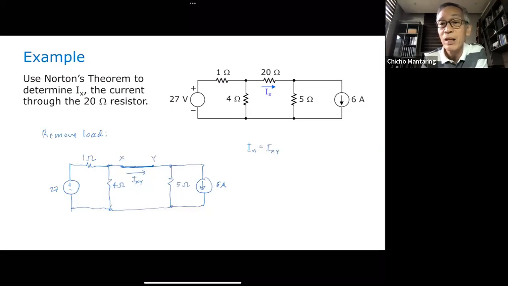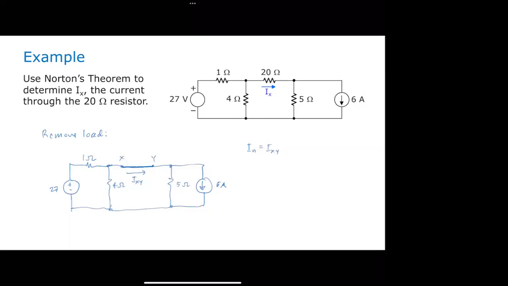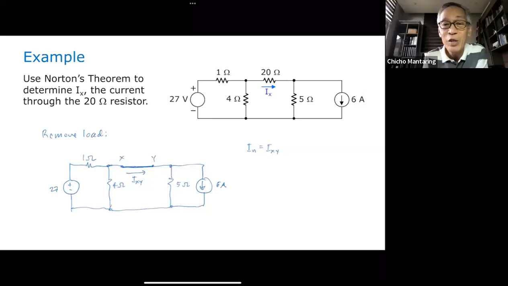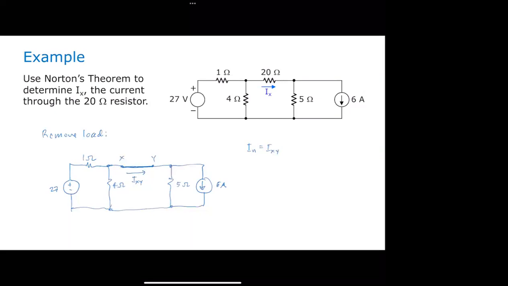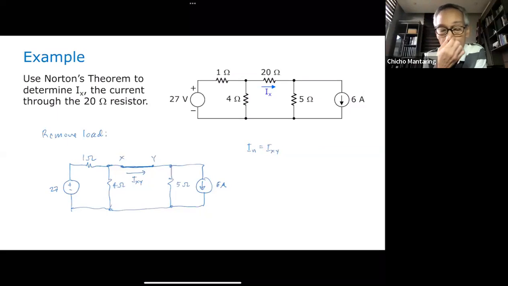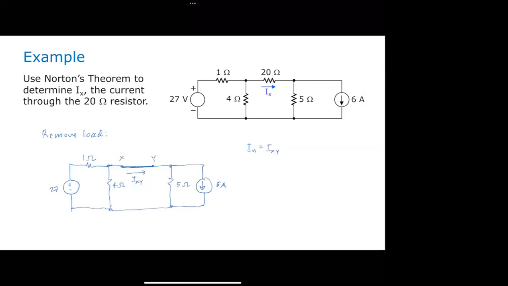Let's hear from Ram. Are you around? Can you suggest a way of computing for IXY? I'm not sure, sir. KCL po, is that applicable? Yeah, you mean nodal analysis? Yes po. Nodal analysis is always applicable. Where will we apply KCL? What node? Node X po. Okay.